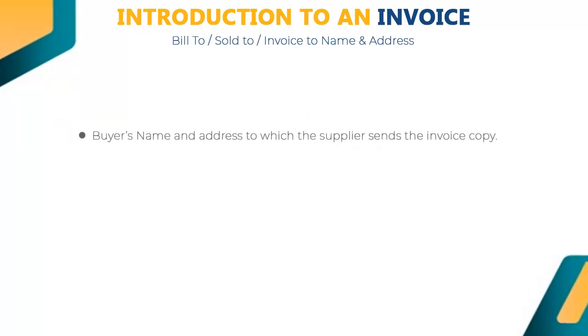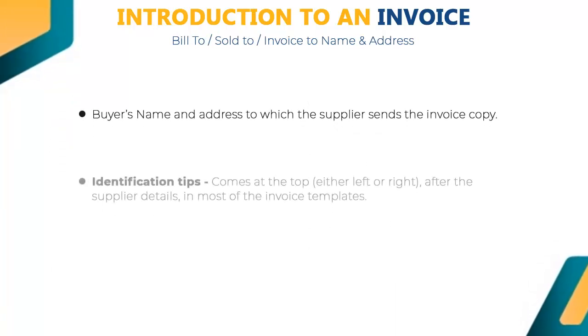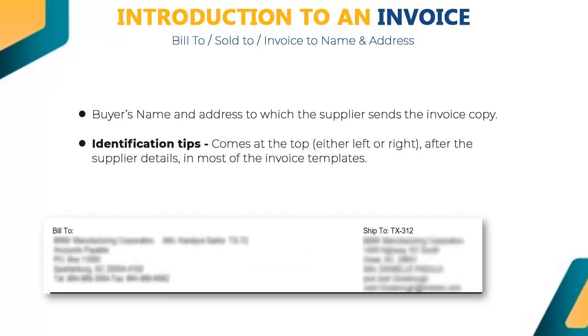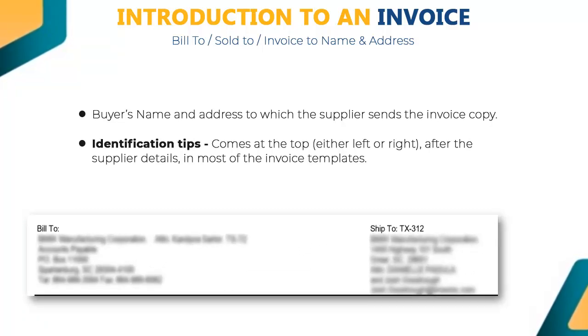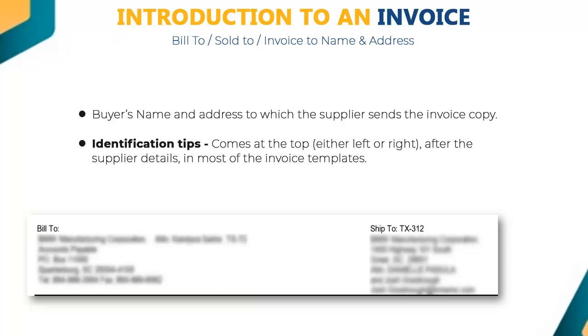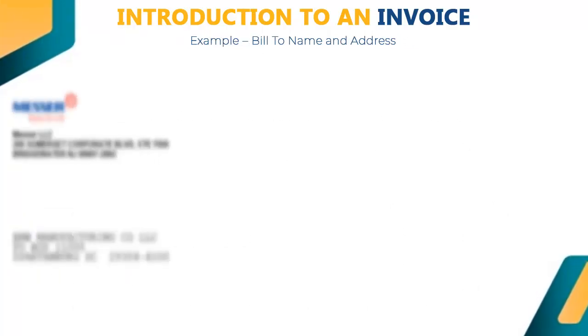Buyer's name and address is where the vendor sends the invoice copy. It is also called bill to or sold to address. Identification tips: comes at the top, either left or right, after the supplier details, in most of the invoice templates. Sometimes bill to and ship to address are the same. Example for bill to name and address.